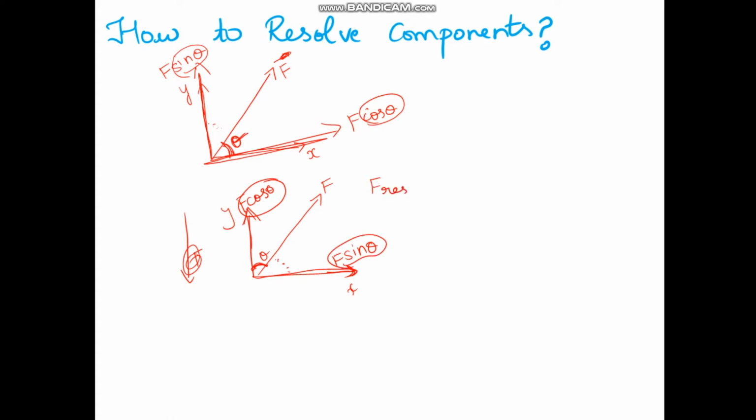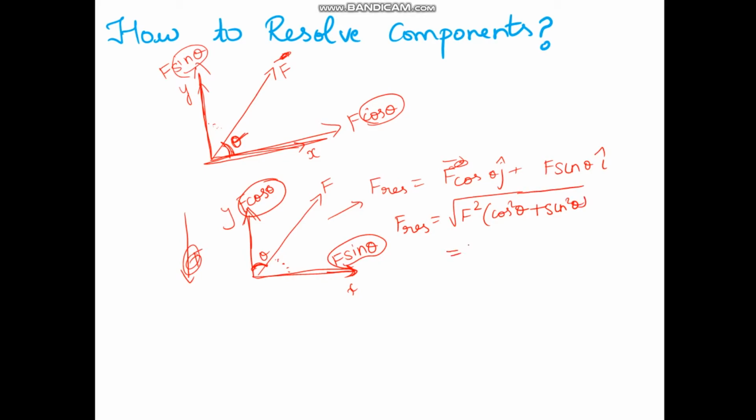F resultant is nothing but F cos theta along the y-axis, F cos theta j cap and F sin theta i cap, whose magnitude comes out to be root of F square into cos square theta plus sin square theta. Cos square theta plus sin square theta is 1, so F resultant is nothing but F. In this way we resolve the components. Remember that along the angle is cos theta, away from the angle is sin theta.